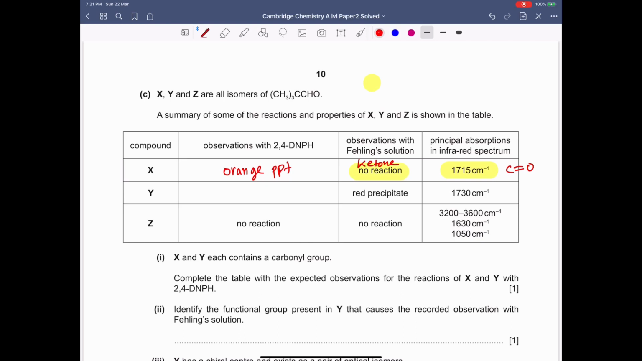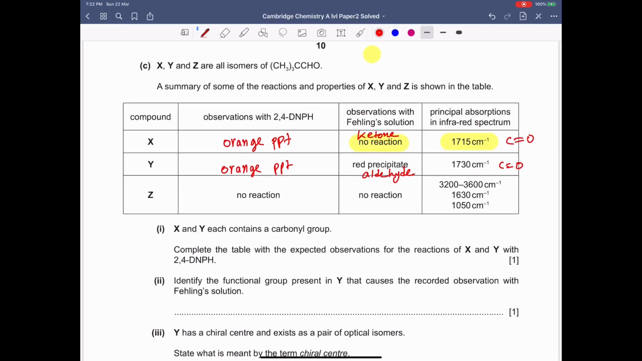Next, observations with Fehling's solution: red precipitate, and 1730 cm-1. So again, this is a C=O double bond. There is a red precipitate with Fehling's solution, so it should be an aldehyde. And since this is an aldehyde, we'll have an orange precipitate with 2,4-DNPH. The observation with 2,4-DNPH for the next compound is no reaction. So this is neither a ketone nor an aldehyde. There is also no reaction with Fehling's solution.